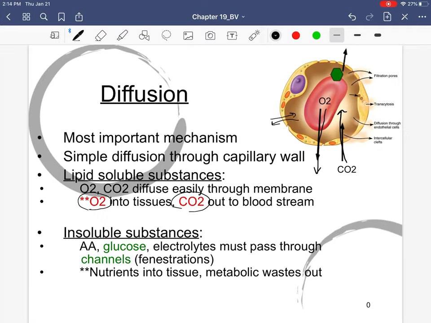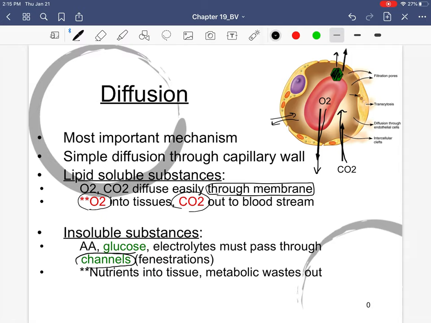Gases can move through simple diffusion. They can dissolve right through the membrane because they're small enough and the pores in the capillaries are small enough. Right? Through the membrane of the capillary. But what about glucose? Glucose is a little bit bigger. Look at this green guy. That's glucose. Well, glucose is too big to fit directly through the capillary membrane.